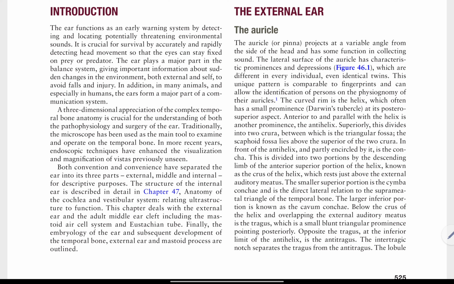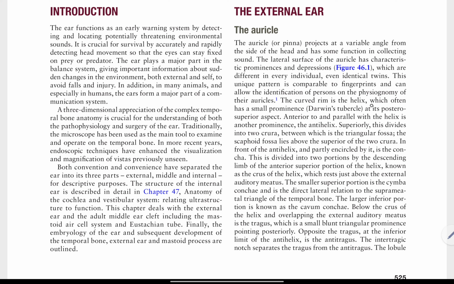The external ear, the auricle. The auricle or pinna projects at a variable angle from the side of the head and has some function in collecting sound. The lateral surface of the auricle has characteristic prominences and depressions, which are different in every individual, even identical twins. This unique pattern is comparable to fingerprints and can allow identification of persons on the physiognomy of their auricles.